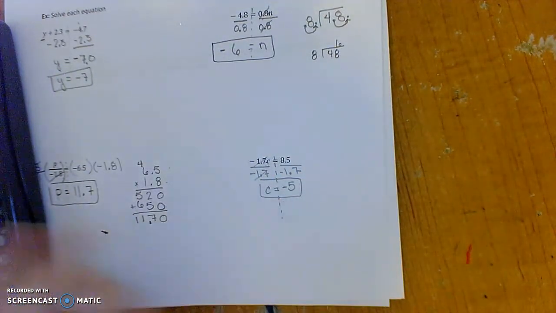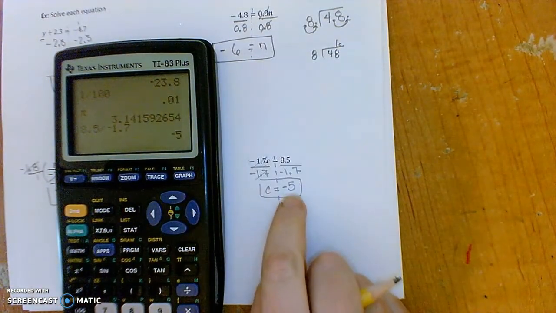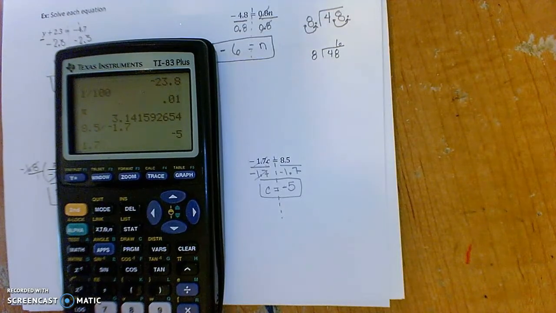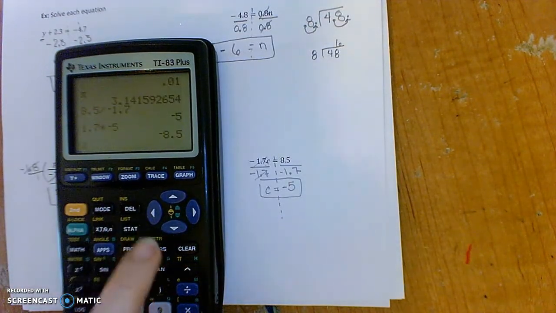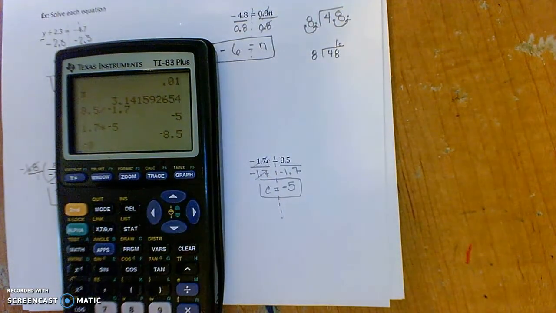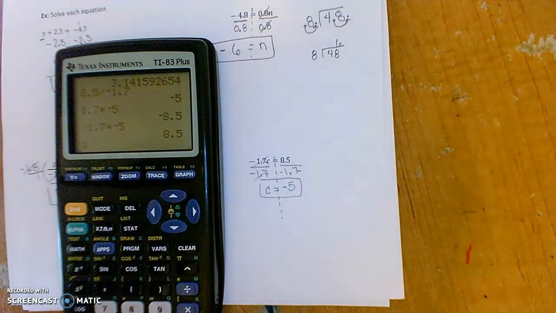And if you're worried at all that you did the calculation incorrectly, you can always check by plugging this value in for the variable. So if I have negative 1.7 times negative 5, I should end up with the right-hand side of the equation there, which is 8.5.